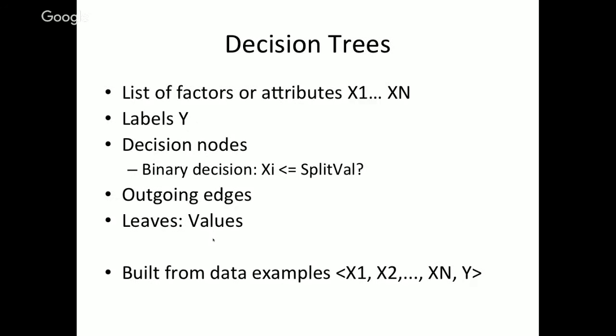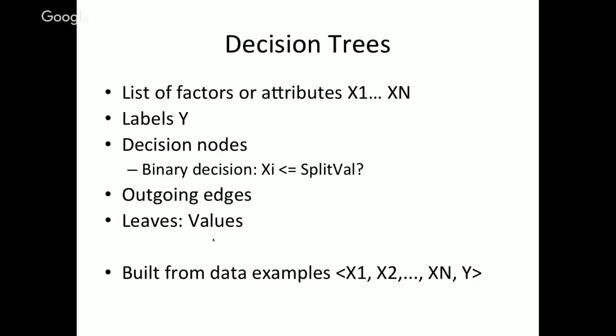Each node represents a binary decision. Now, we can build decision trees that aren't necessarily binary. They might have more than 2 outgoing edges, but for simplicity, and actually it turns out for efficiency, building binary trees is the best way to go. So we're only going to have 2 potential outputs of each decision node. There's then the outgoing edges that lead to additional decision nodes.